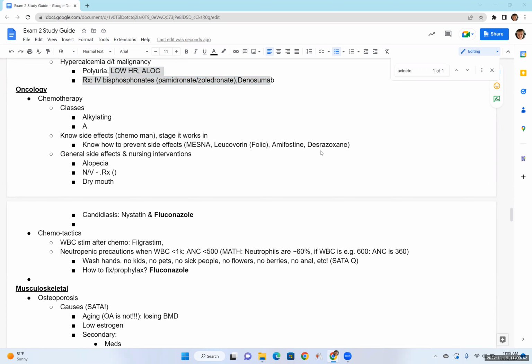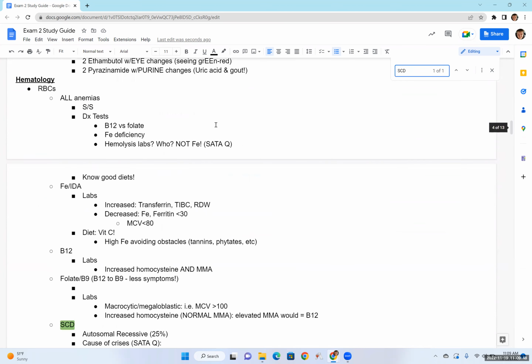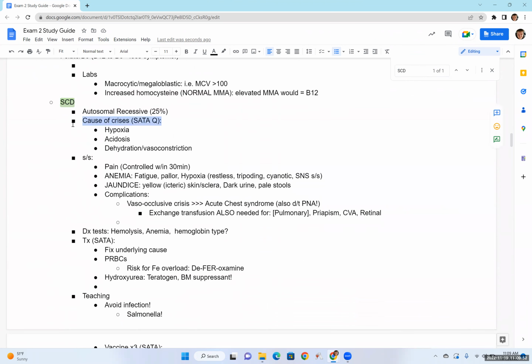So, sickle cell anemia question. What is sickle cell anemia? It's inherited, right? It's autosomal recessive, right? Knowing the cause of the crisis, right? It's probably not just going to say hypoxia or acidosis. You have to recognize, what does acidosis look like? What does hypoxia look like? Who gets hypoxic and acidotic? That's usually an infection. Infection is the worst news for a sickle cell patient, right? Especially if it's what kind of infection?